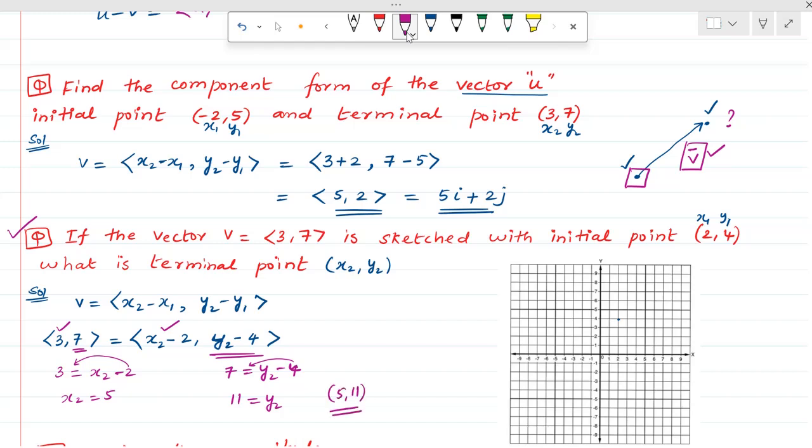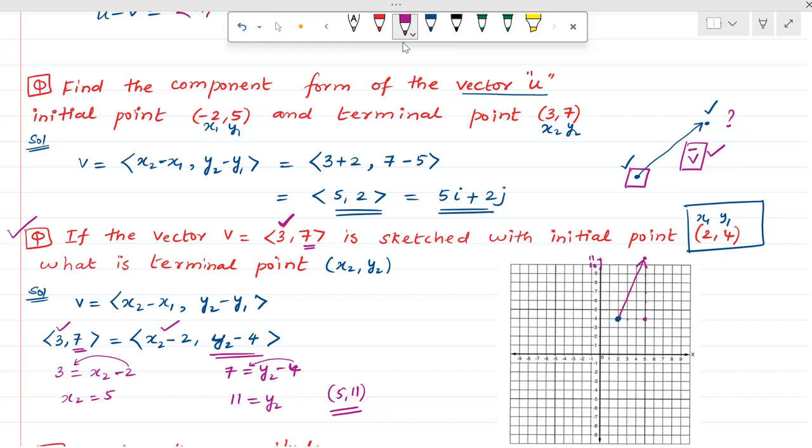Now how will you find it from the graph? See, this is very easy. I will start with the initial point. What is the initial point? 2 comma 4. It will be here. And what does the vector say? It is 3 units in the x direction, so this is 1, 2, 3, here at 5. And 7 units in the y direction: 1, 2, 3, 4, 5, 6, this is 6 and this is 7. So I join the points.